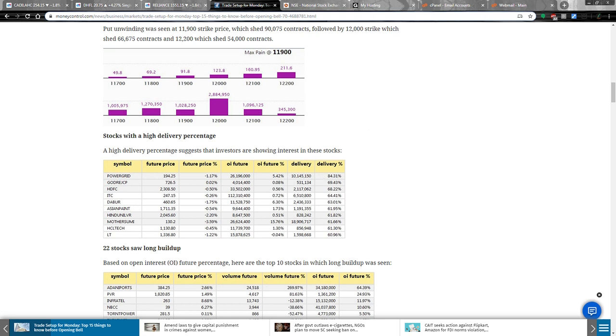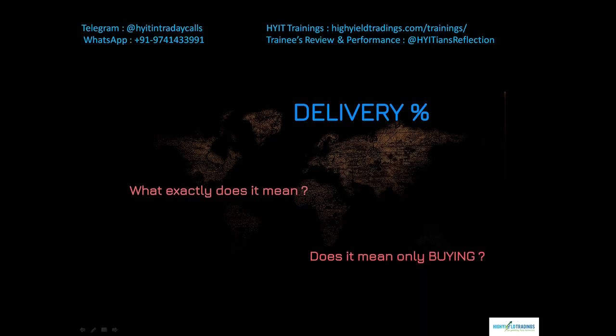Now coming back to the delivery percentage. First things first, we need to know what delivery percentage actually is. Let's say for a particular stock, the delivery percentage is showing as 40%. Now, what does it mean? It means only 40% of the volumes that got traded on that particular day were actually taken back home. When I say taken back home, what I mean is taken back to the demat account. So, what happened to the remaining 60%? The remaining 60% was just intraday speculation. That speculation was created by intraday traders, by scalpers, by anybody who is into intraday trading or day trading.